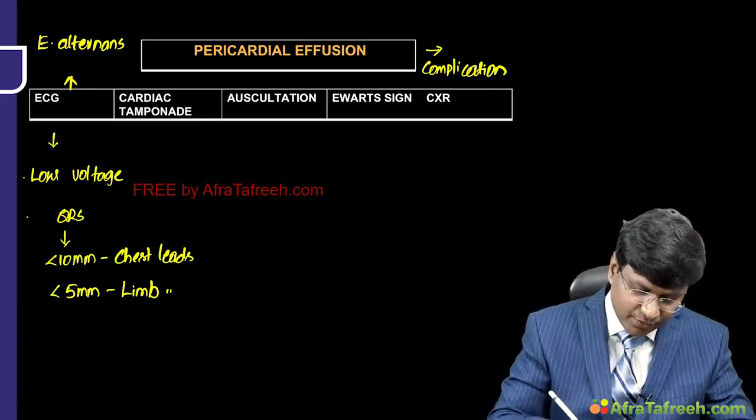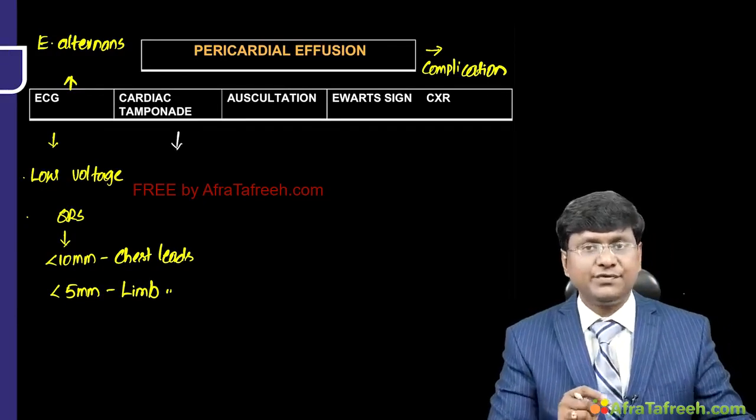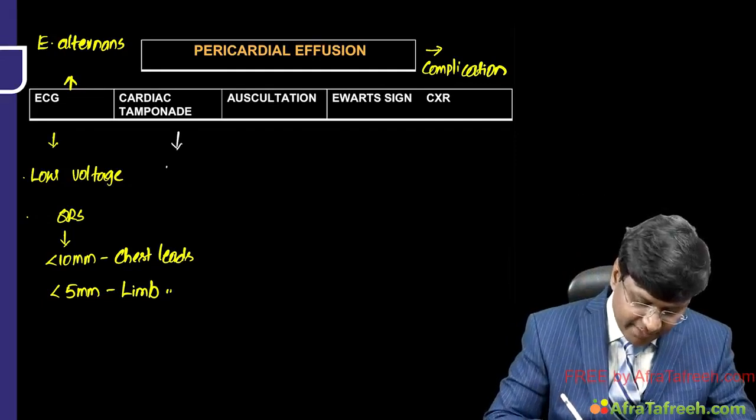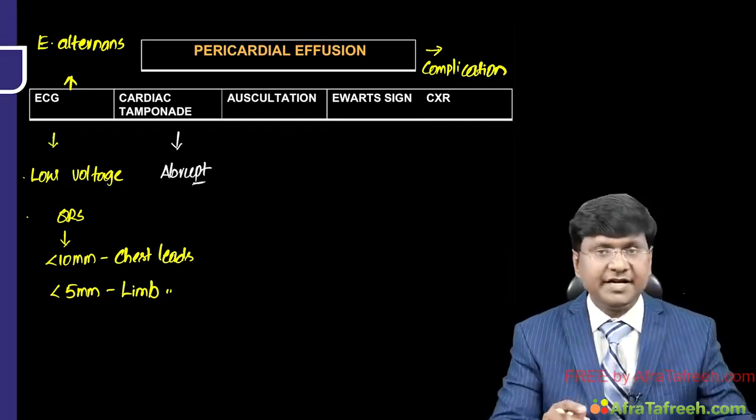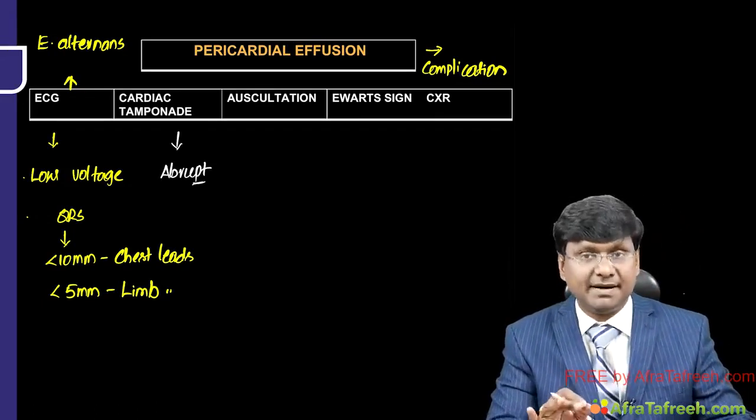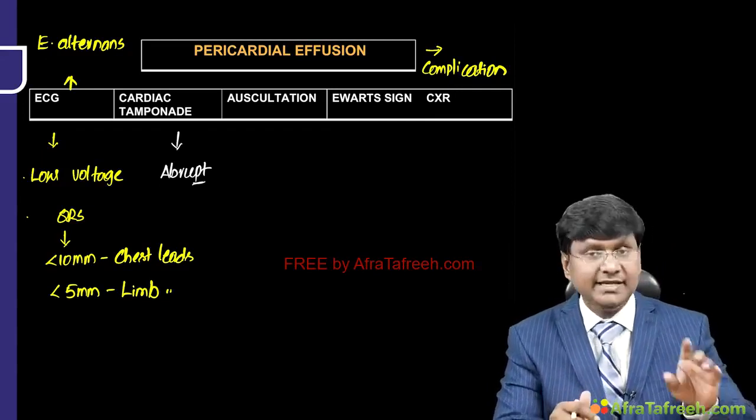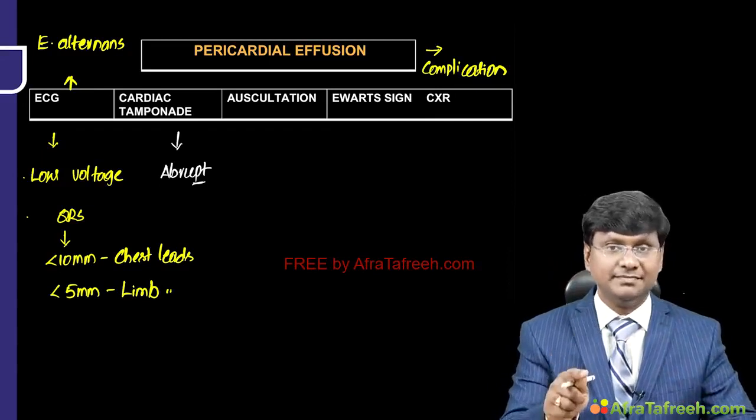And what exactly is cardiac tamponade? If the pericardial effusion, whichever is developing, is very abrupt in onset, then we call it cardiac tamponade. Then in case of pericarditis, like we have discussed, there will be a pericardial rub.